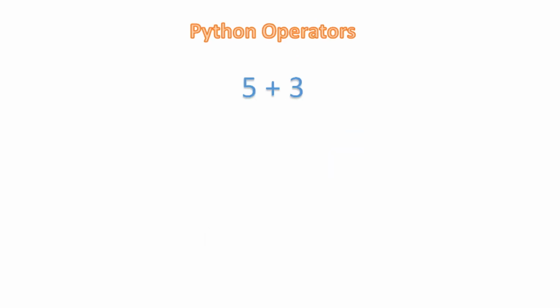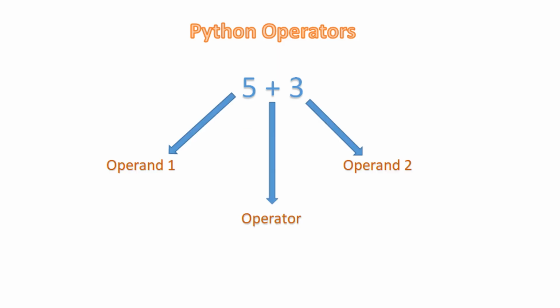Let's take an example, 5 plus 3. Here we are adding two values, which is an arithmetic operation. The value that the operator operates on is called the operand. Here 5 and 3 are operands and the plus symbol is the operator.